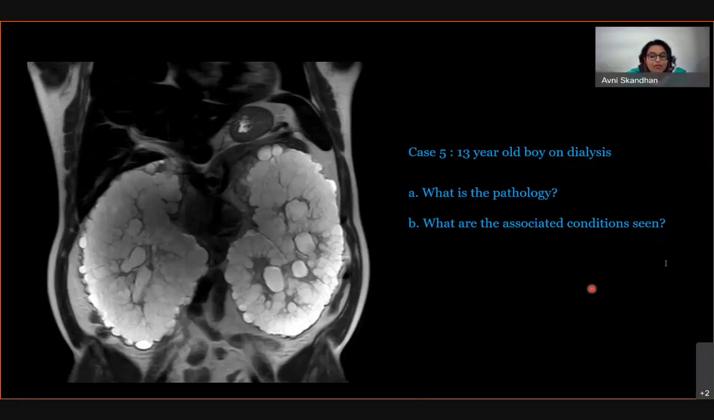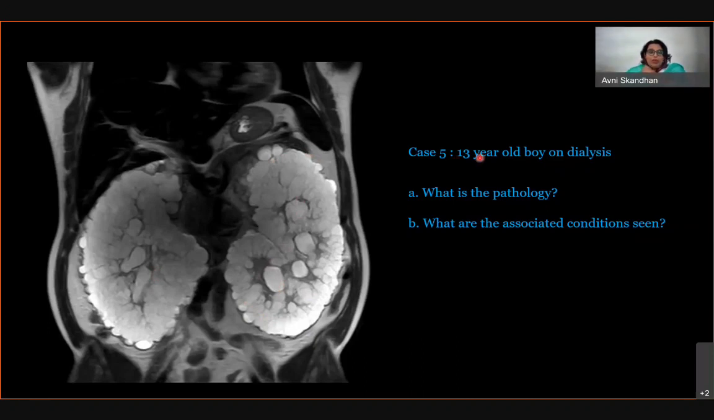And somebody said VHL. Why are we thinking of VHL? We are only seeing cysts in the kidneys. We are not seeing it anywhere else. So you're seeing these huge kidneys. They are maintaining their uniform shape. You're having multiple small cysts studded throughout both the kidneys. So yes, that is what you're seeing.